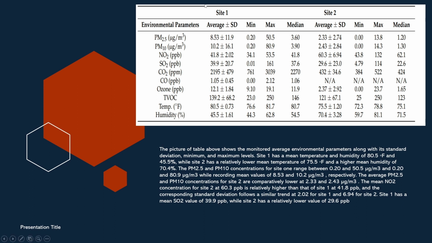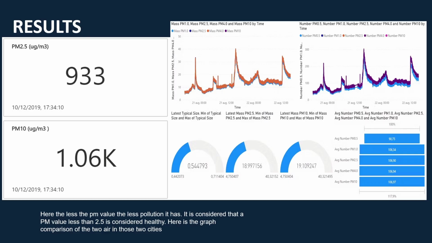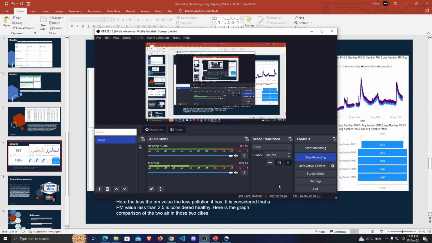So these are the readings from it, and these are the demonstrations that we have already written in our project proposal. And lastly, this is the graph that I was talking about earlier. We can see here that it is considered that the lower the PM value, the healthier it is. So if a PM value is less than 2.5, it is considered healthy. So 1.06K is considered healthier, and these two are the graphs from the earlier pictures. Thank you. The next part will be demonstrated by my group mate.